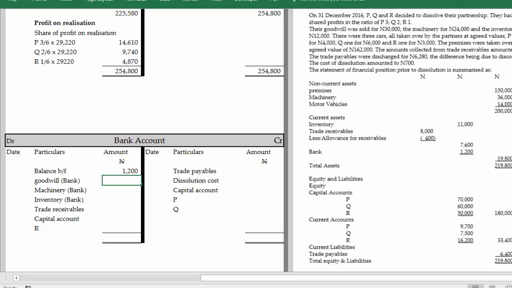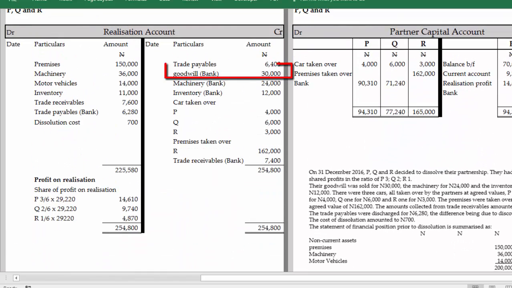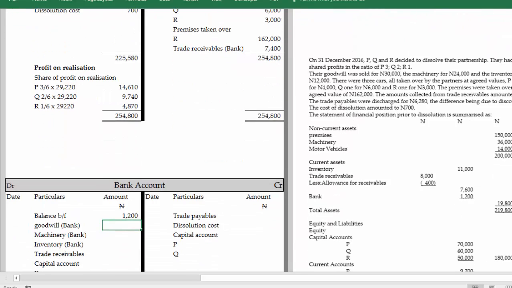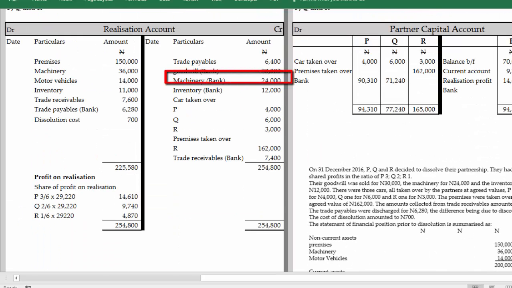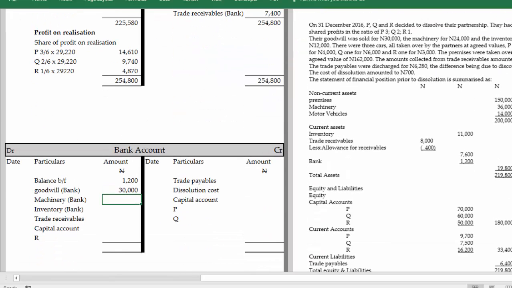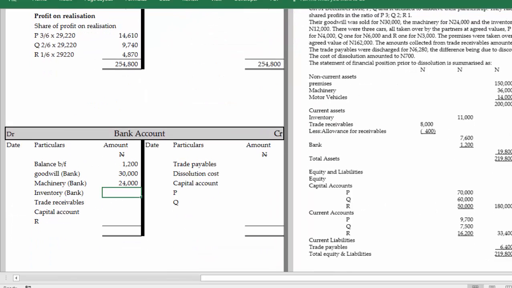Now, the inflows we had were the sales of assets that we did, and all that will be found in the realization account. The first was the goodwill that was sold, so the corresponding debit will show in the bank account. So we have goodwill, 30,000. The next is machinery for 24,000. The next is the inventory for 12,000.